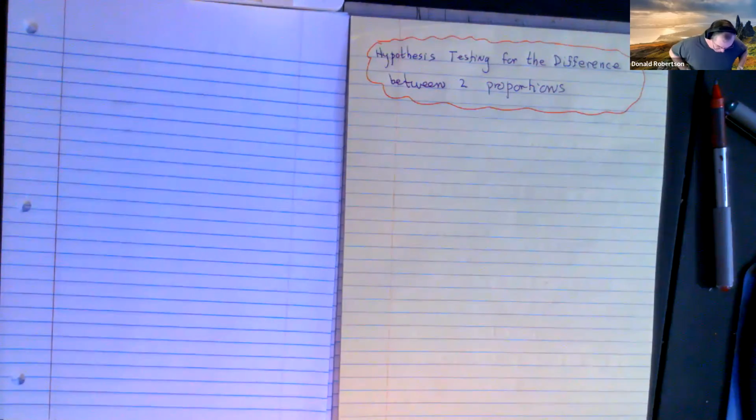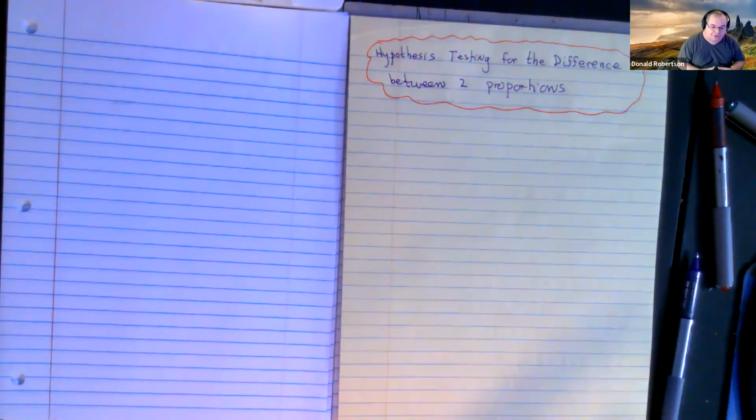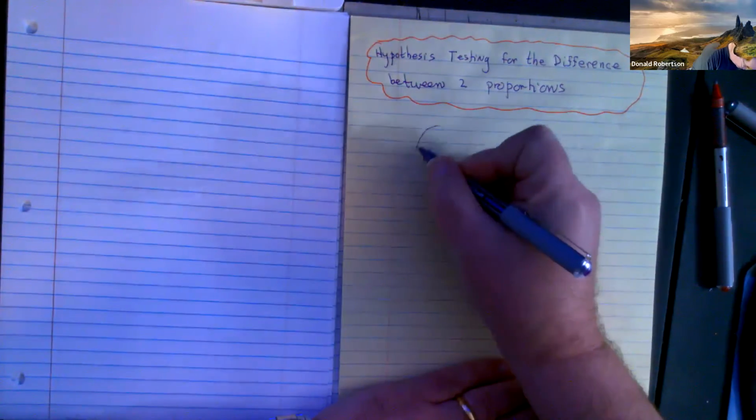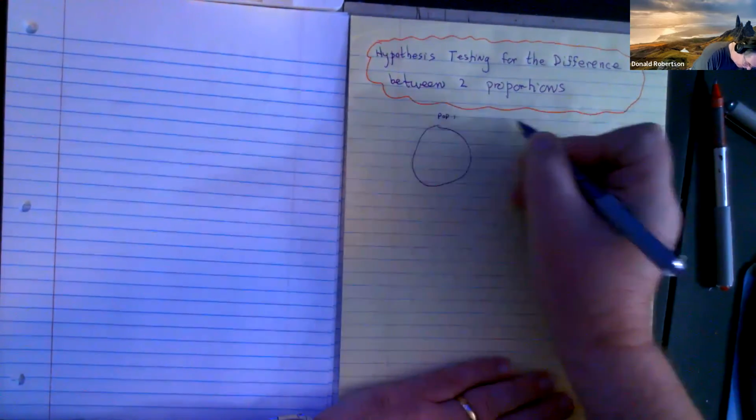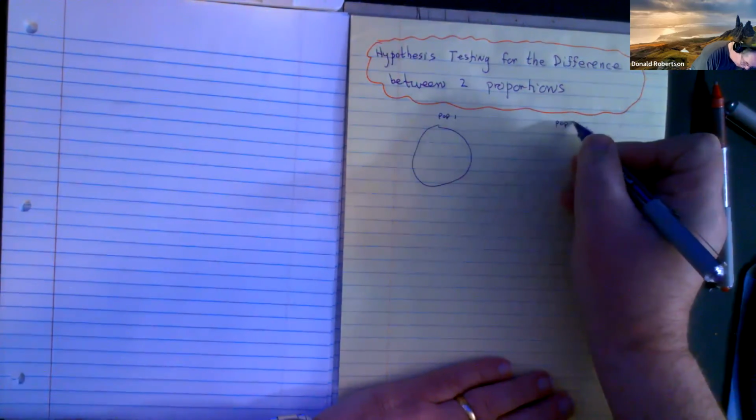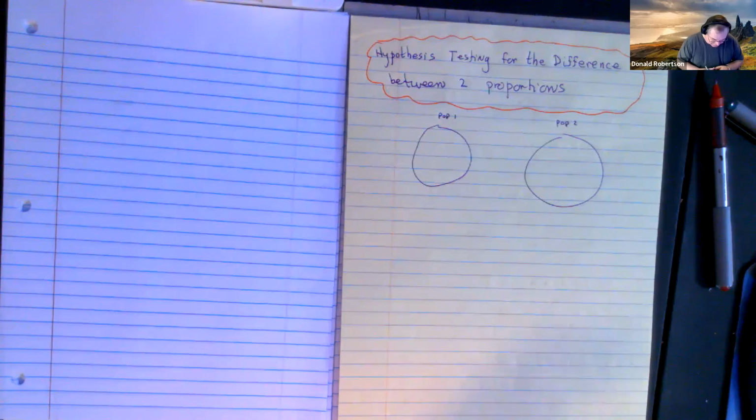So what makes it different? Well, it's a difference between two proportions. So this is a hypothesis test where you have two distinct populations. Right, so we have population 1, and over here we have your other population 2. And we are interested in, is there any difference between the two?